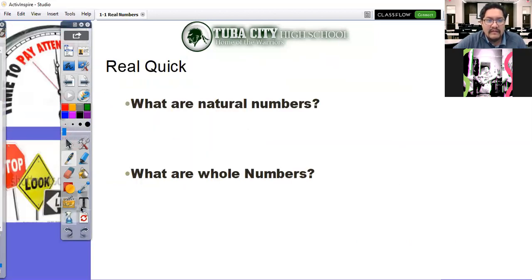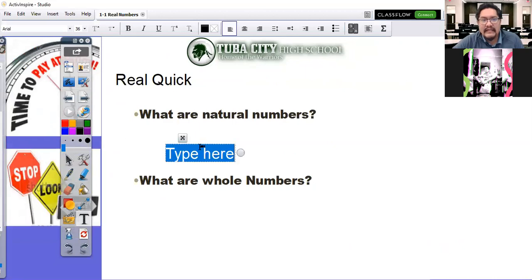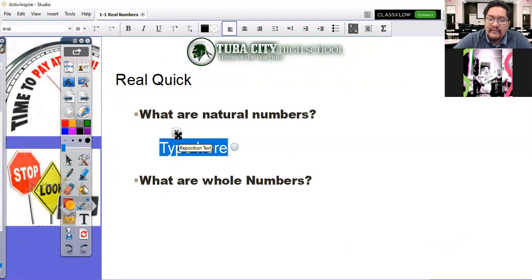So what are natural numbers? Natural numbers, kind of a review. Natural numbers are numbers that kind of occur in nature. So, think about the number of rocks or the number of sticks. You can have 1 rock, 2 rocks, 3, 4, 5, or 6 rocks, whatever, and so on.